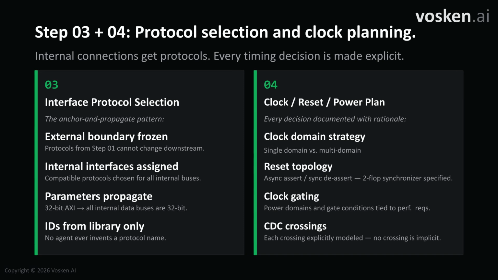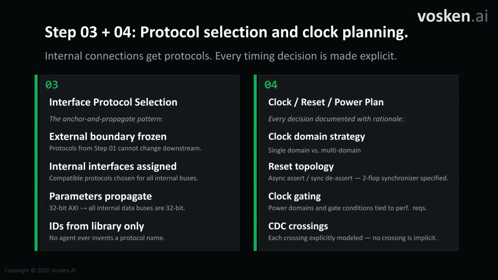Protocol selection for internal interfaces consults the protocol library, enforcing consistency with the anchor and propagate rule. Clock and reset planning explicitly models every clock domain, every crossing, and every reset strategy. For complex designs, this is where clock domain crossing bugs are caught before any RTL is written.